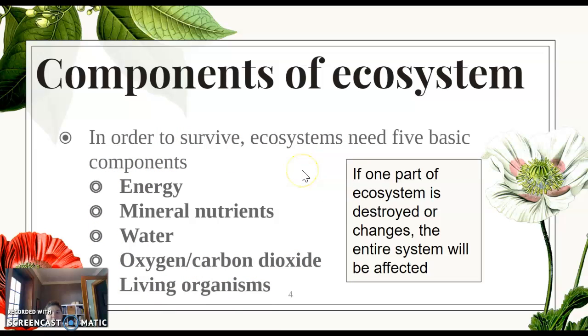If one part of an ecosystem is destroyed, then that's going to change the entire system. So there's also this domino effect when we talk about the ecosystem. They're very fragile. Even changing one component would change the entire system.